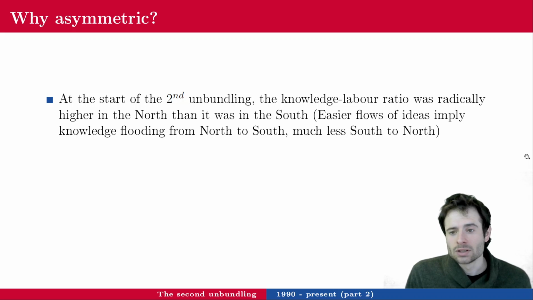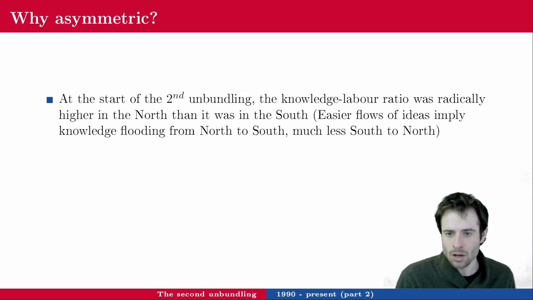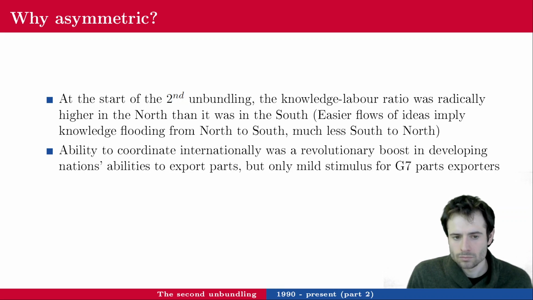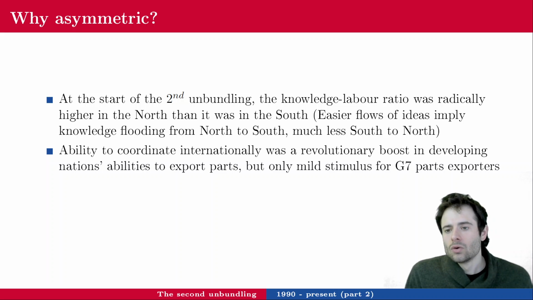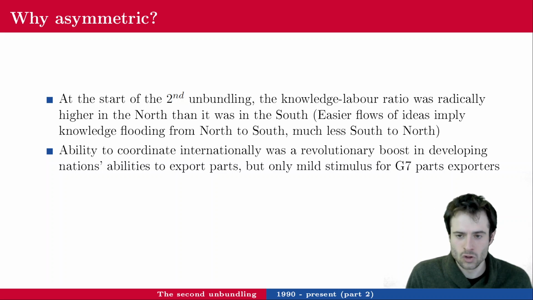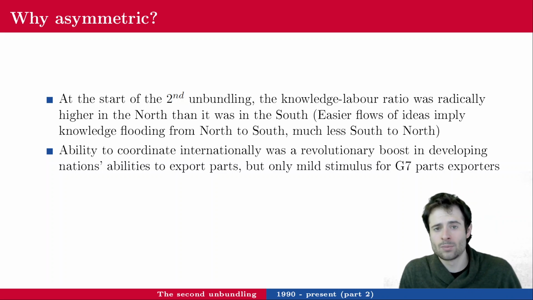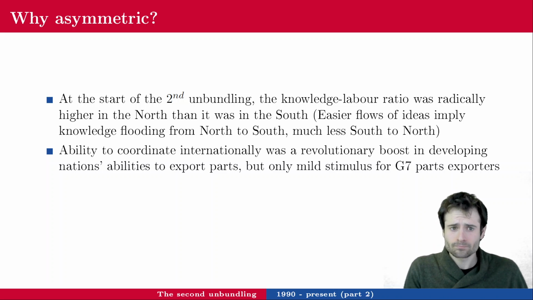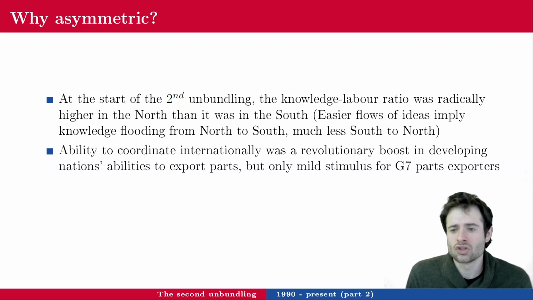So, why asymmetric? Well, because the knowledge-labor ratio was way higher in the north than it was in the south. Knowledge divided by labor. So, the change was way bigger for developing countries that had a low knowledge-labor ratio before. They had a lot of labor for a low knowledge. Now that knowledge comes, they are increasing their knowledge to labor ratio, which is going to provoke a dramatic change in their wages and so on.